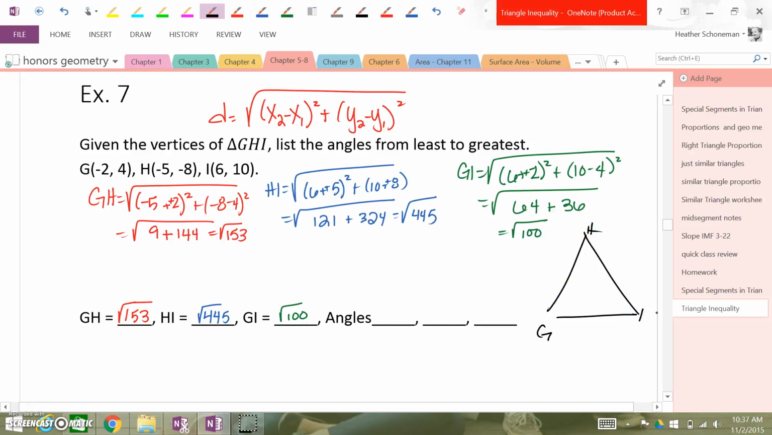So I'm going to make a picture of GHI. GH is the square root of 153. HI is the square root of 445. And GI is the square root of 100. And now that we have the picture, it's easy to see that because this is the smallest side, this is going to be the smallest angle. And then next would be angle I, and then angle T.